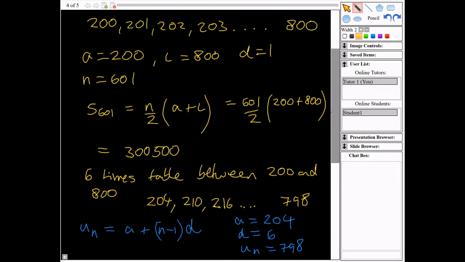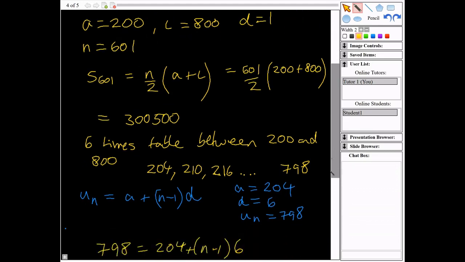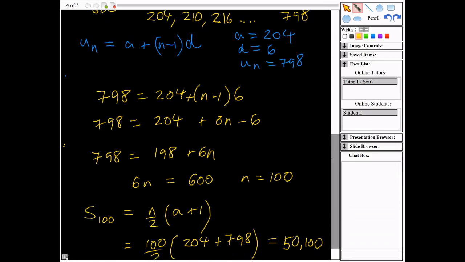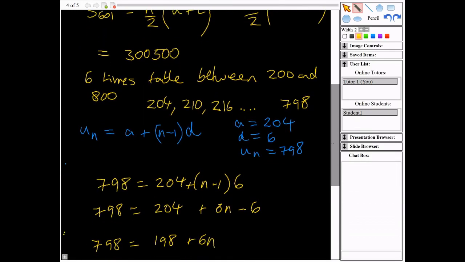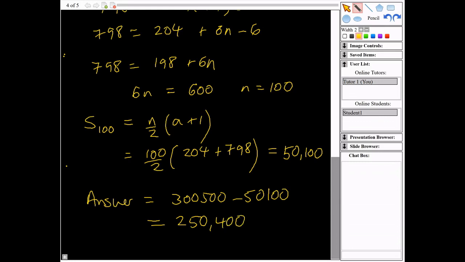We already worked out that the sum of all of the numbers between 200 and 800 was 300,500. So the answer to the question is going to be 300,500 take away 50,100, which is going to give me 250,400. That's my answer there.